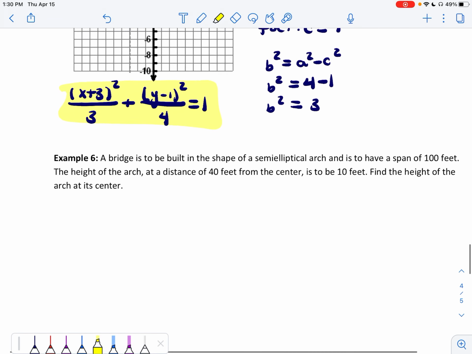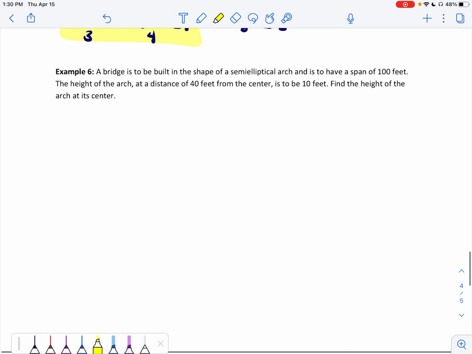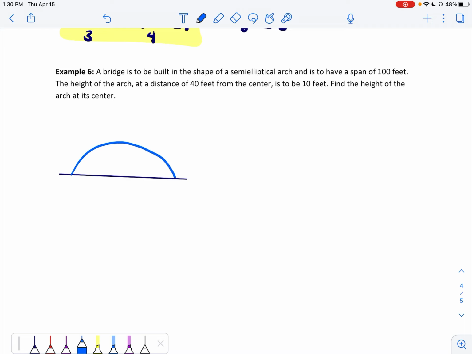All right, so the last example I want to look at is an application problem. So it says a bridge is to be built in the shape of a semi-elliptical arch. Okay, so let me make a sketch real quick here. So we have a bridge, something like that, in the shape of a semi-elliptical arch. Okay, this is very crooked.